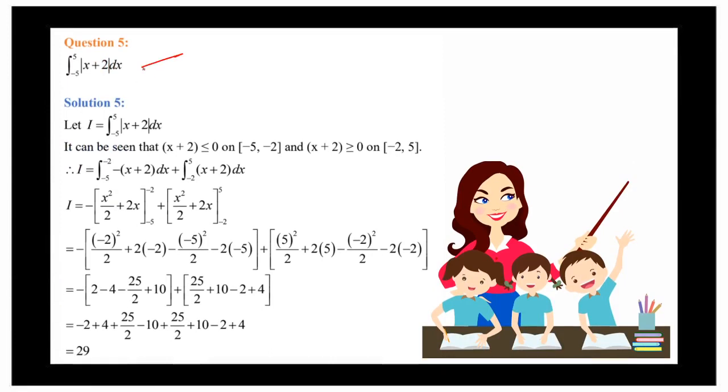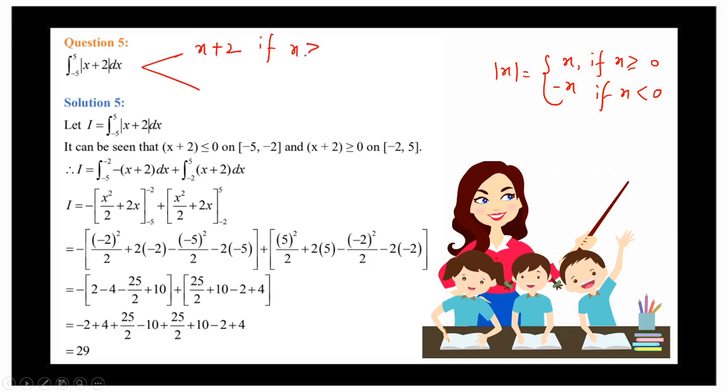Question number 5, important. Before this, let's recall the definition of mod x. It gives us x if x is greater than or equal to 0, and minus x if x is less than 0. Same way we can split this as well. It is going to give us x plus 2, positive of this thing, if x is greater than or equal to minus 2, and it gives us negative of this thing, x plus 2, if x is less than minus 2.